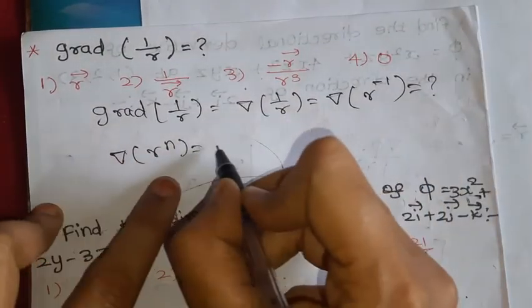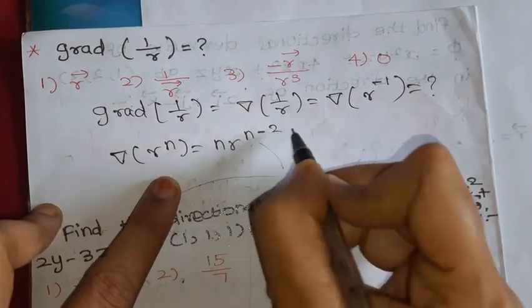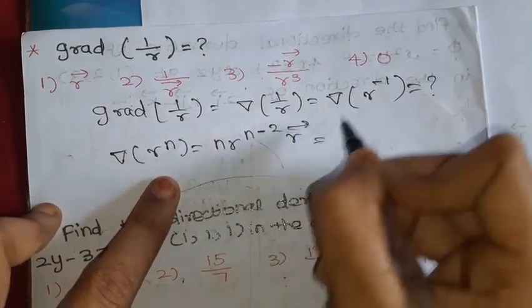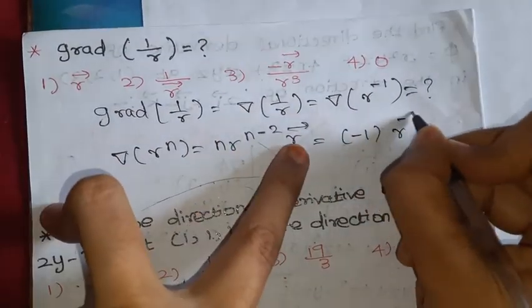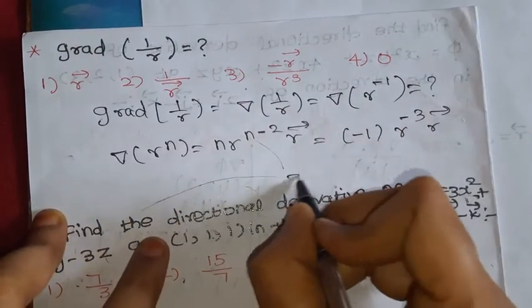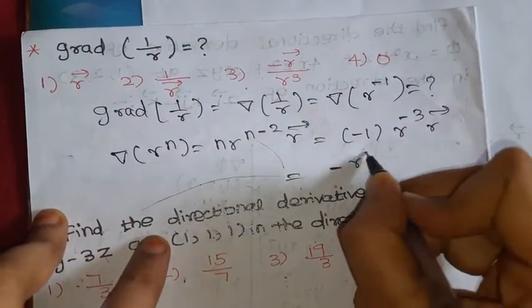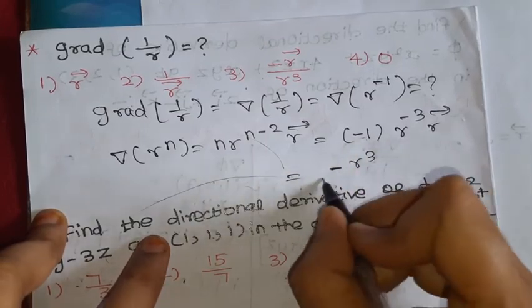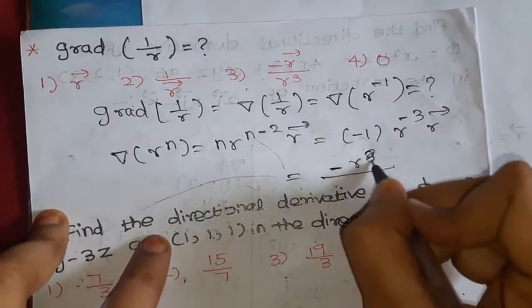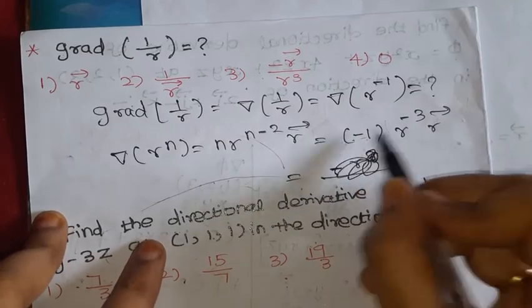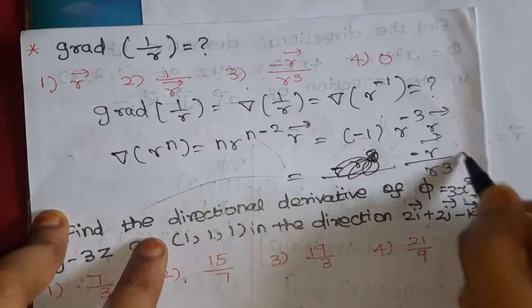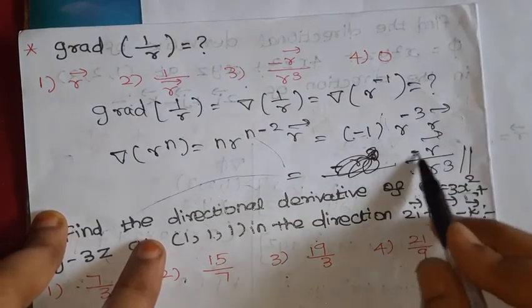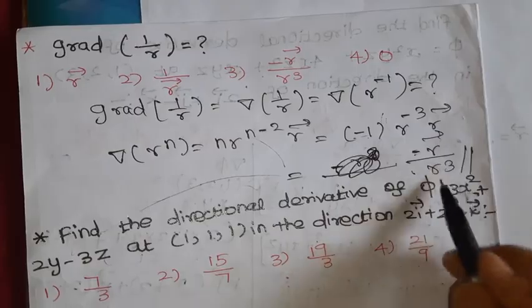What is that? Gradient of r^n is n r^(n-2) into r vector. What is n here? Minus 1. So, minus 1 r power minus 1 minus 2, that is minus 3, into r vector. So, minus r vector divided by r cube. Option 3 is the right option.